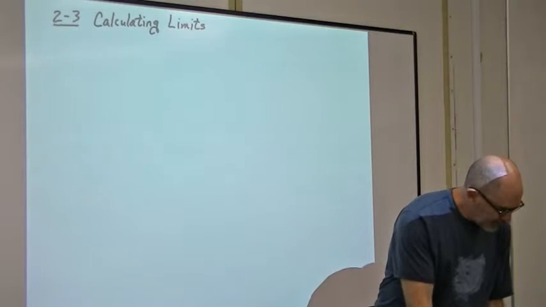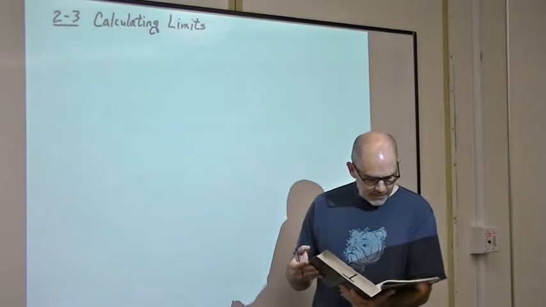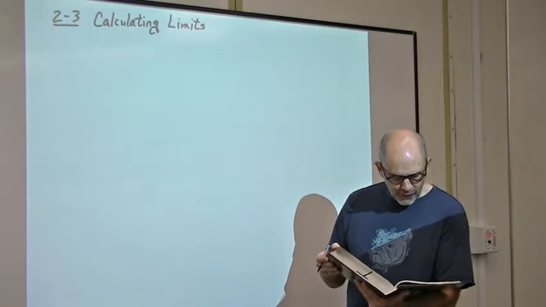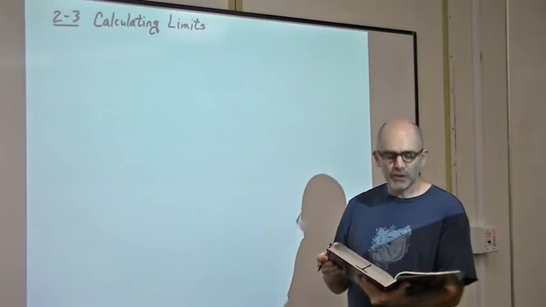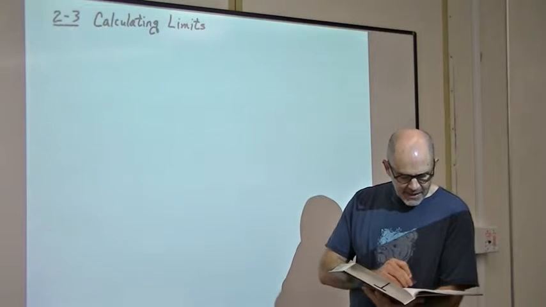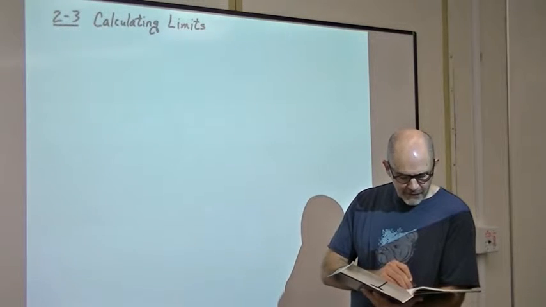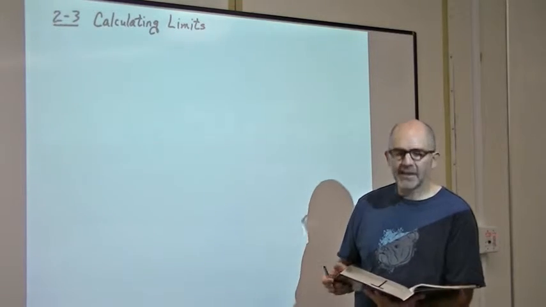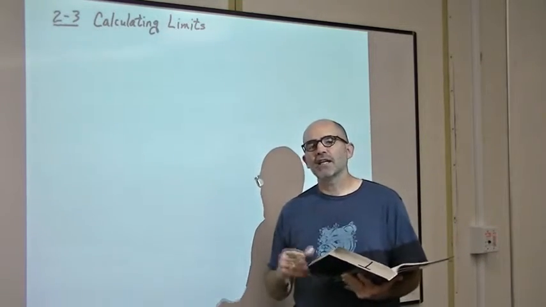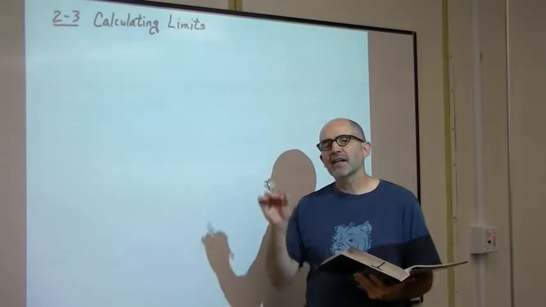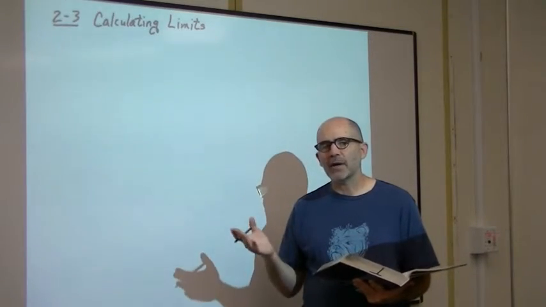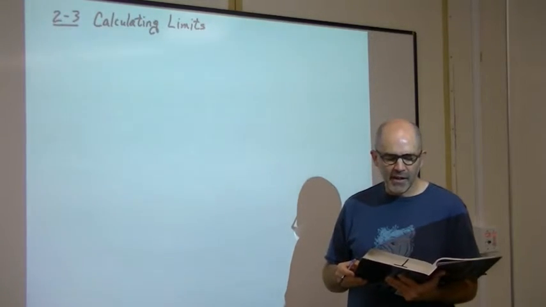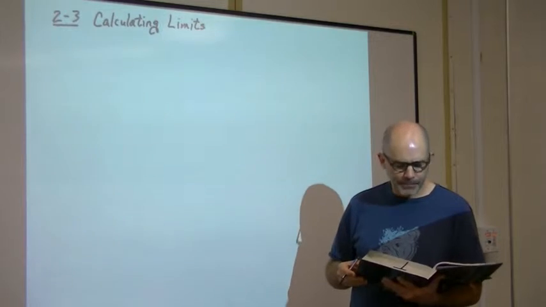Number 1 says that if you've got the limit as x approaches a of a sum of two functions, then you can take the limit as x approaches a of f of x and add that to the limit as x approaches a of g of x. So basically what it means is, if you have a limit of a sum of functions, take the limit of each function and add them up. Or over on page 105 it says, the limit of a sum is the sum of the limits.